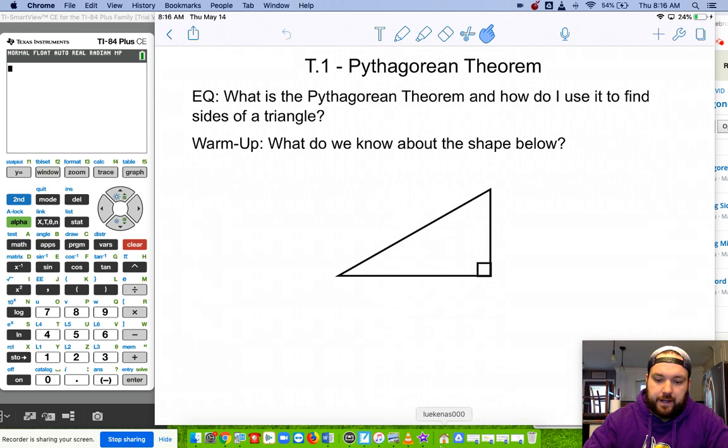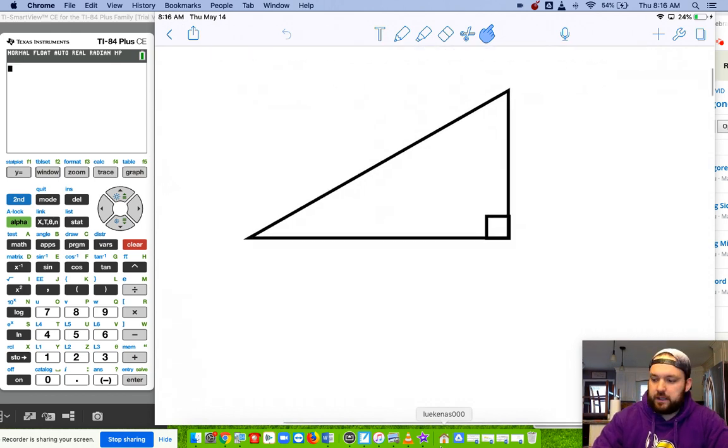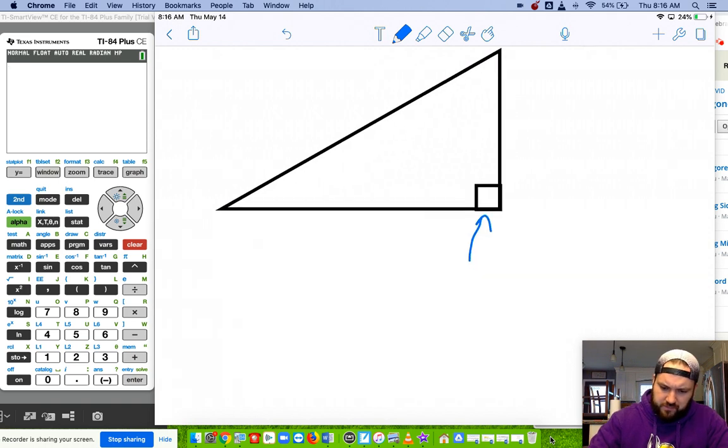So today we're going to start by talking about the Pythagorean Theorem. The essential question is: what is the Pythagorean Theorem, and how do I use it to find sides of a triangle? So just to recap, what is this shape? I think we all know it's a triangle because it has three sides. This little box in the corner tells me it is a right triangle, meaning that angle is 90 degrees.